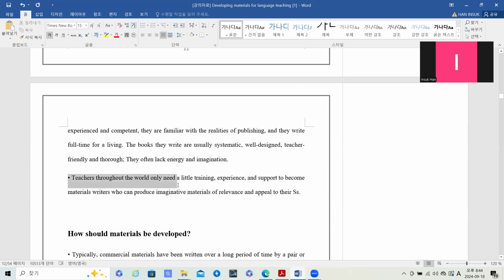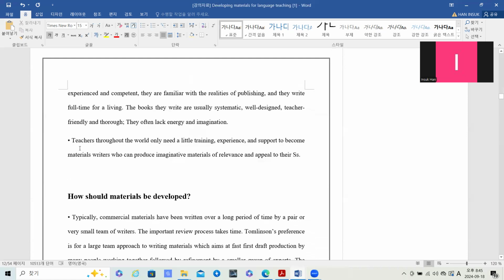Teachers throughout the world only need a little training, experience, and support to become materials writers who can produce imaginative materials of relevance and appeal to their students. So I also agree with this. You guys are studying TESOL in this university, and you are also taking the professional courses to become a good language writer or sometimes to be a good language teacher as well.